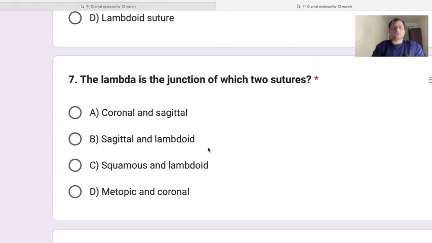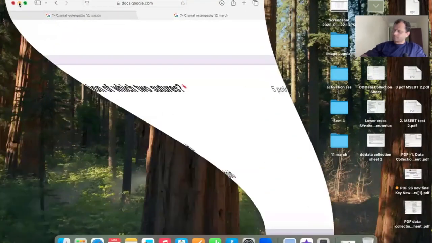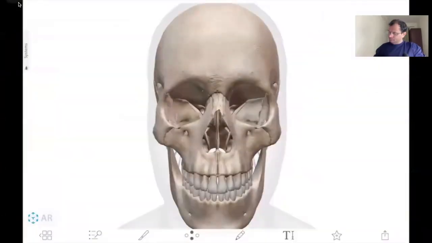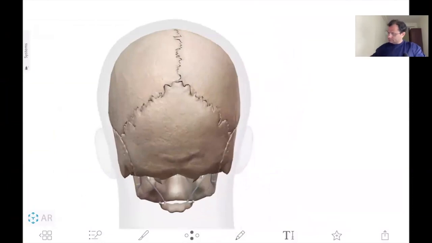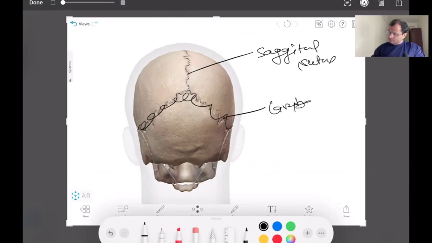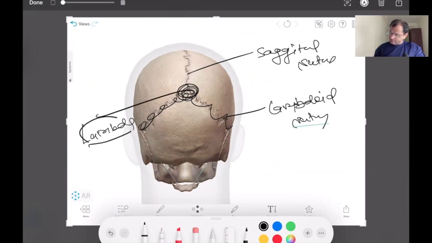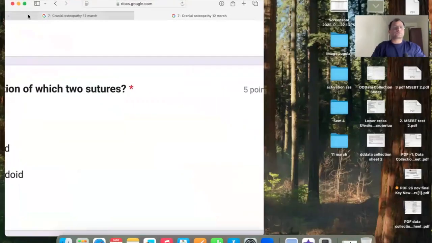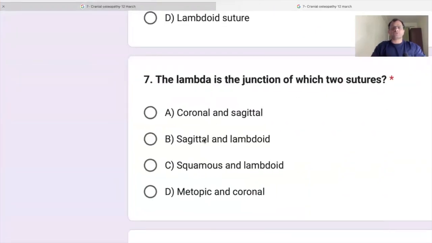Question number 7. The lambda is the junction of which sutures? Sagittal and lambdoid. So lambda is the junction of two sutures. Okay, let's see this image. If you're going on the back side, this is the sagittal suture and this is the lambdoid suture. And the junction of both, that is lambda. So lambda is the place where we keep the sikha or choti, the hair. So the lambda is the junction of sagittal and the lambdoid.